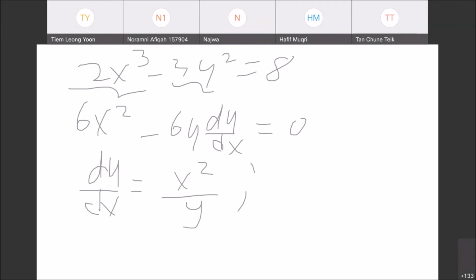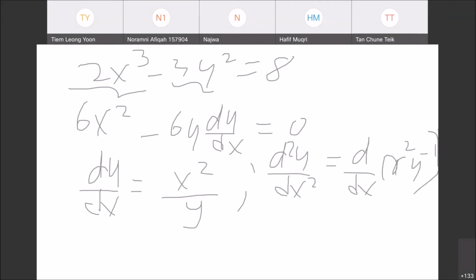So now the question is, what is d2y/dx squared? d2y/dx squared is just equal to d/dx of x squared over y. You can write it like that. I usually want to write the division of two functions as the product of two functions, so I bring 1 over y to become y raised to the power of minus 1.